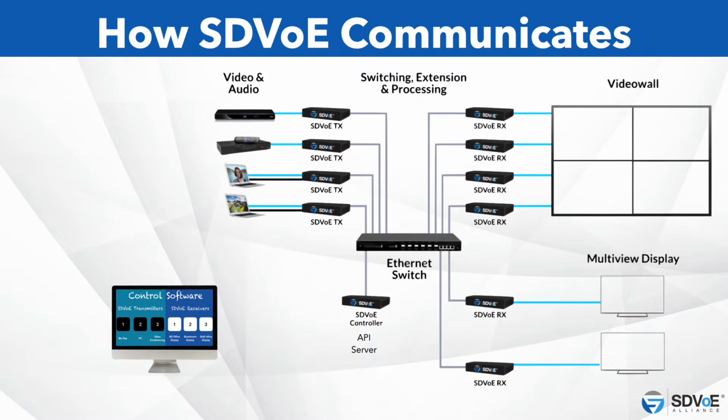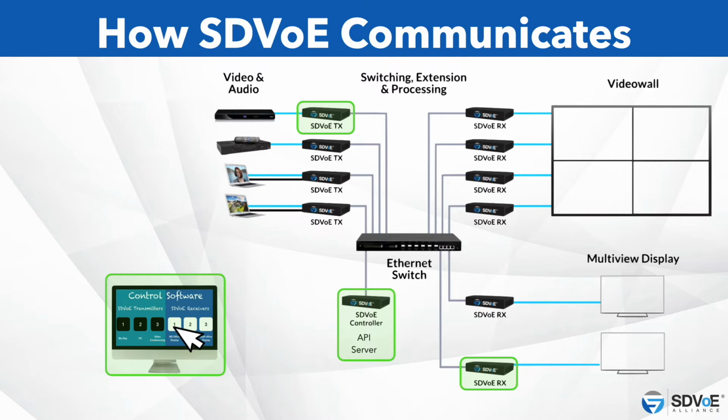Let's take a quick recap of what happens when a command is sent from the client-user interface. In this example, we're using a touch screen controller which contains software which uses SDVoE API commands to tell the API to start an AV stream from a source device connected to transmitter A and send it to a display connected to receiver B. The command is sent to the SDVoE server, which we commonly refer to as the SDVoE controller, and once received, the API server will then send a response back notifying the client that the command has been received.